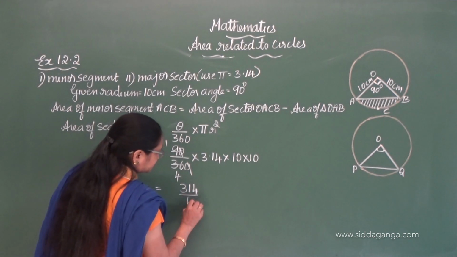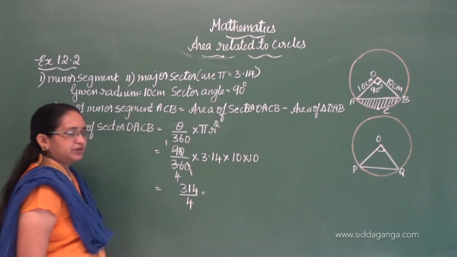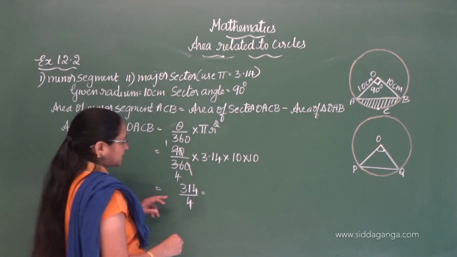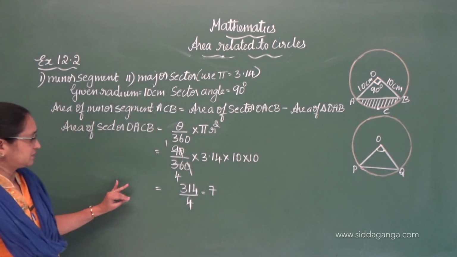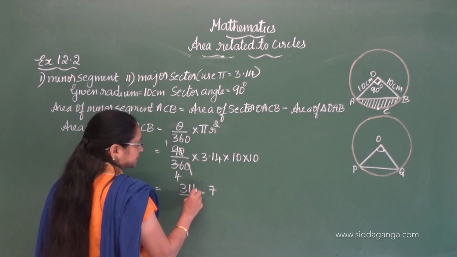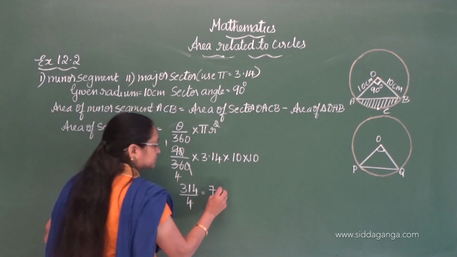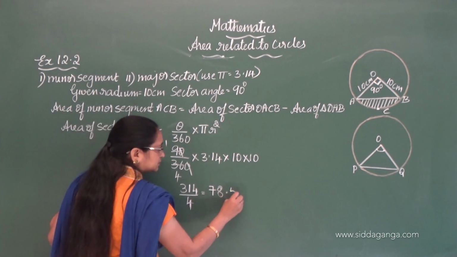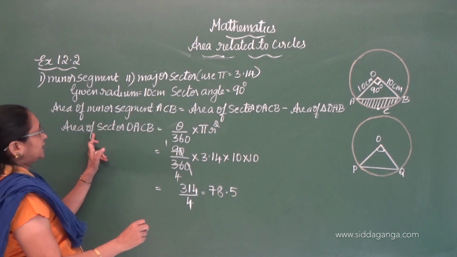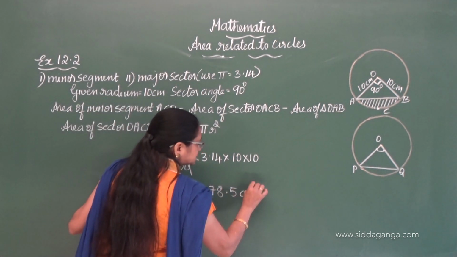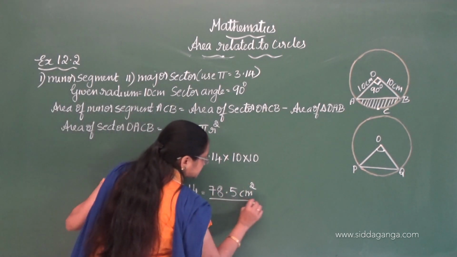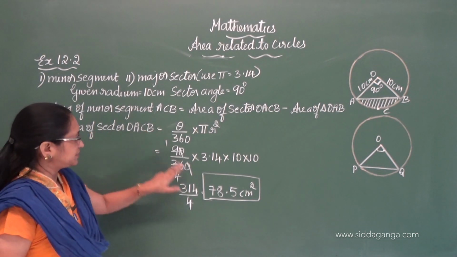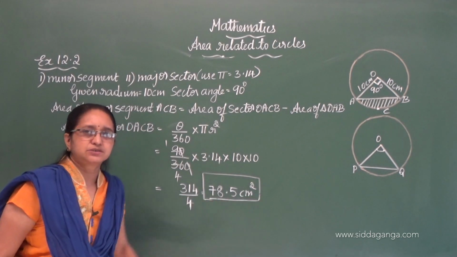314 divided by 4. So, what will you get? Find out the decimal point. 4 5s are 20, 4 7s are 28, 29, 30, 31. 4 8s are 32. Then 2 remainder 20. 4 5s are 20. So, this is the area of the sector, in centimeter square. I hope you understood this. So, we have the answer for the area of the sector OACB as 78.5 centimeter square.